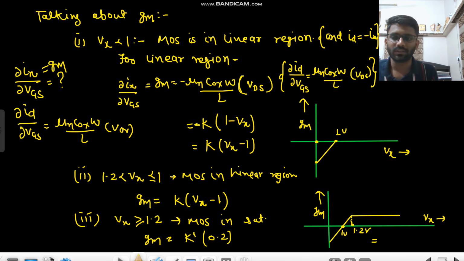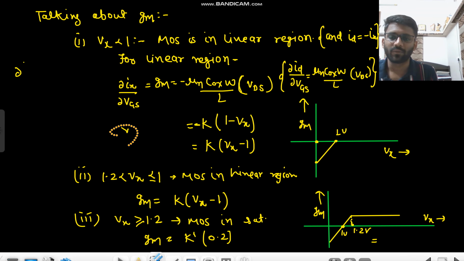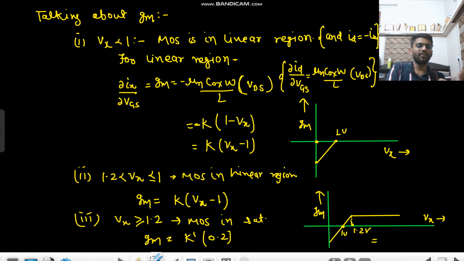Okay, so this is the condition. I hope you have understood the concept here. And for 1.2 to 1, Gm would be k into Vx minus 1 because Ix is in this direction only. And again for Vx greater than 1.2, it would be k dash into Vgs minus Vt. Vgs minus Vt is constant, so it will be constant.